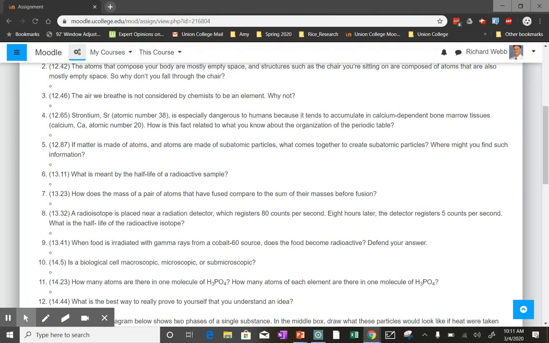Number 5. If matter is made of atoms and atoms are made of subatomic particles, what comes together to create subatomic particles? Where might you find such information? Okay, so this is one that you look up on the internet, right? This isn't one that you have from the textbook. Yeah, this is in the textbook. It is? Yep, page 303. Huh. I didn't think it was. So, I mean, I can give an answer, but the idea here is for you to look it up. I didn't realize it says on page 303.